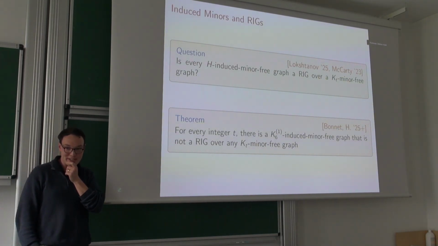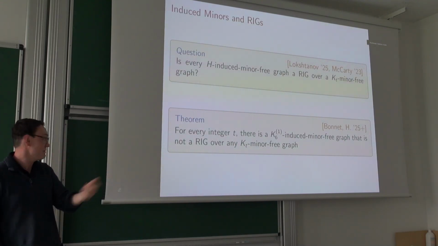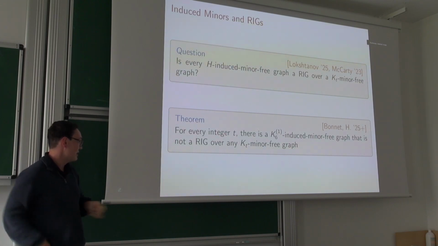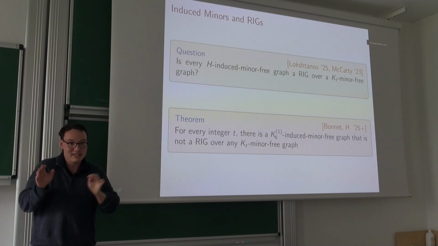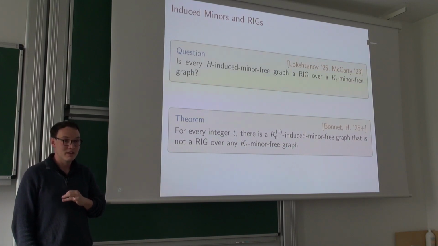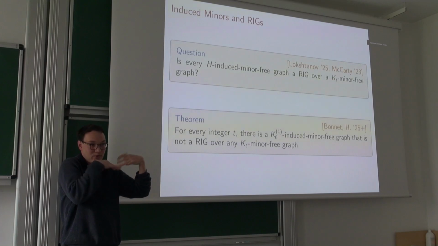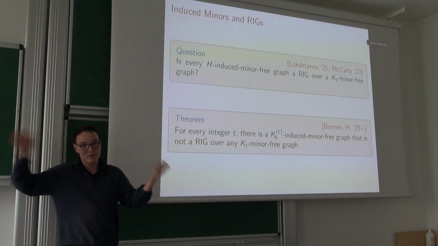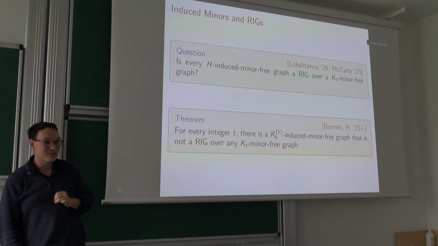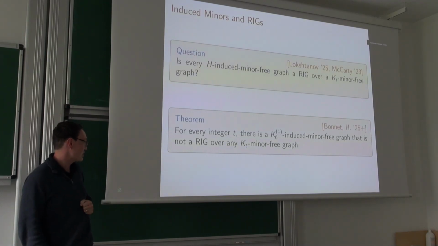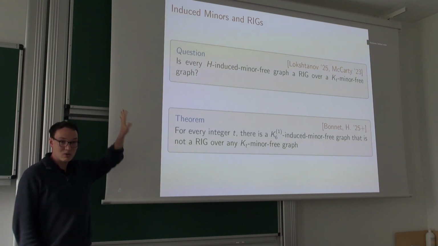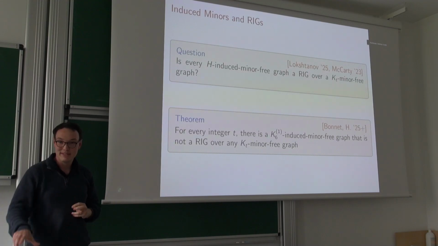So with Édouard Bonnet, we were able to show that for every integer t, we can find a graph that excludes the one subdivision of K6 as an induced minor, but is not a RIG over any K_T minor free graph. So unfortunately, we can't lift what we know for region intersection graphs to induced minor free graphs in general. And to finish off this talk, I'll be talking about the construction and proof for this result. But are there any questions about this problem?